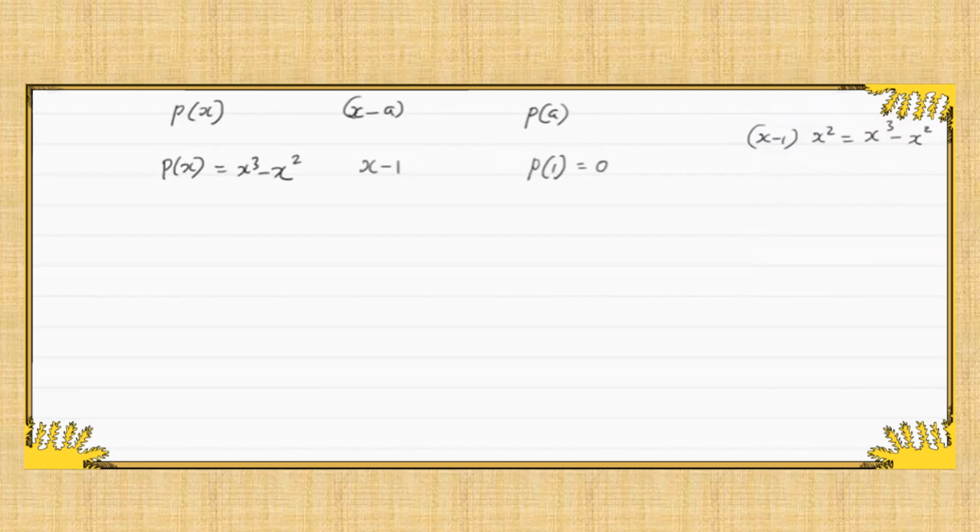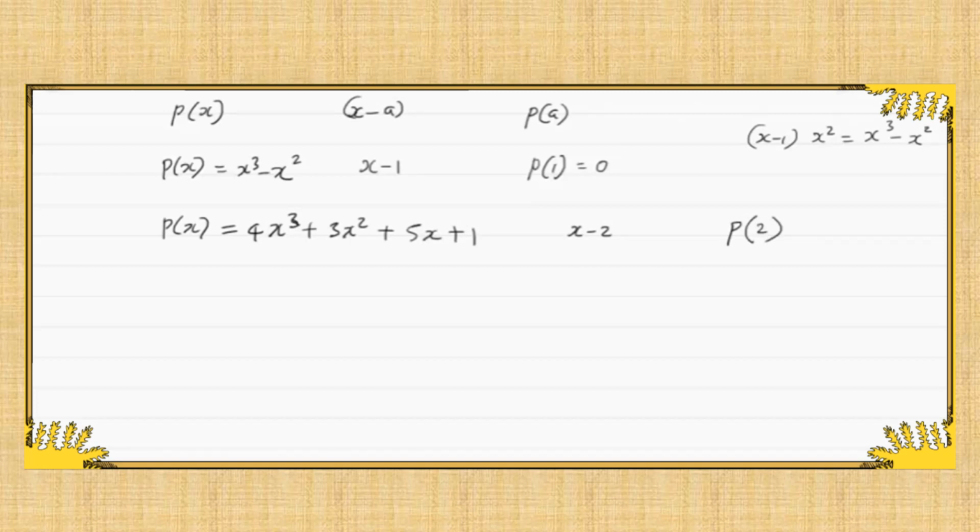The remainder need not be 0. For example, suppose P of x is equal to 4x cube plus 3x square plus 5x plus 1 or something. We want to find the remainder when we divide it by x minus 2. You don't have to divide by the division algorithm. You only need to find P of 2.